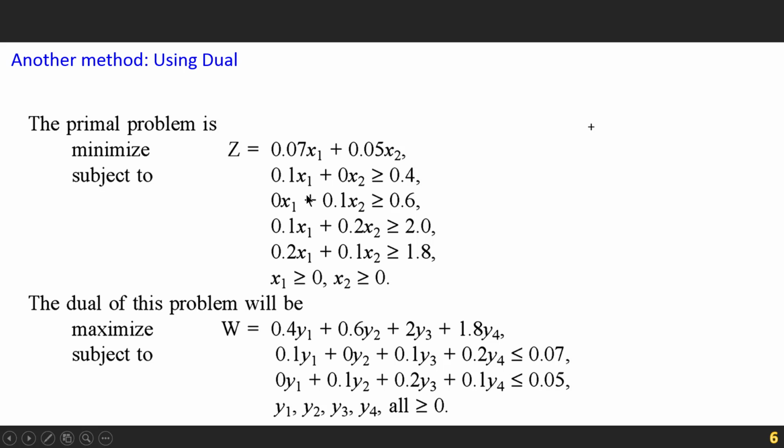Now these RHS values are going to become the coefficients in the objective function. So 0.4 y1, 0.6 y2, 2 y3, 1.8 y4, correct? Now this row will become the column 0.0, 1, 0.1 and 0. This row will become the second column, so 0 and 0.1, this has come here. Here the third row 0.1, 0.2 has come to the third column 0.1, 0.2, correct? So in that way this has been converted.